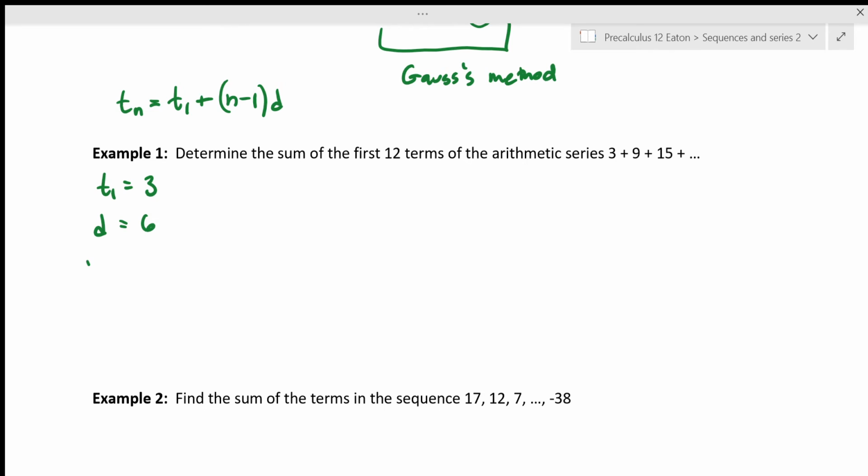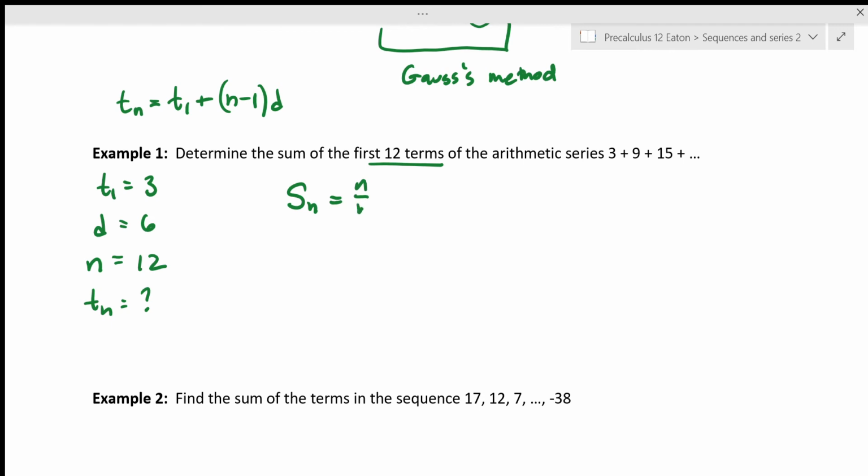We're trying to find the first 12 terms, so n is going to be 12. And our t sub n, we actually don't know. We don't know what the 12th term is. So we have a choice. We can either find Tn using the Tn formula and use the second formula. I prefer just to use the first formula because it has that calculation embedded inside.